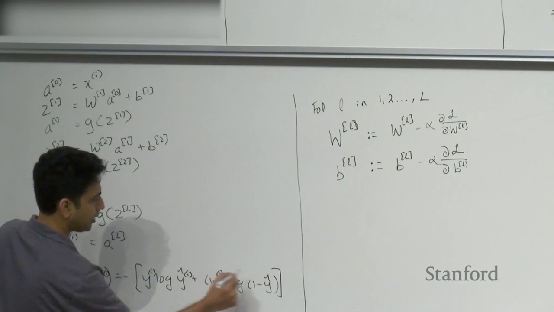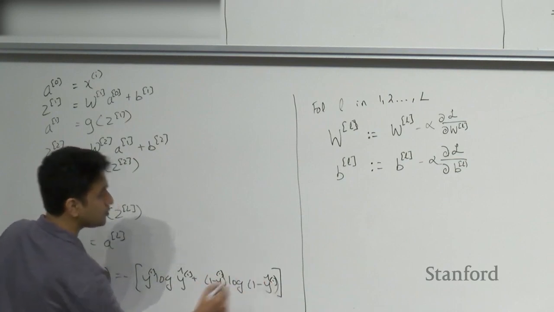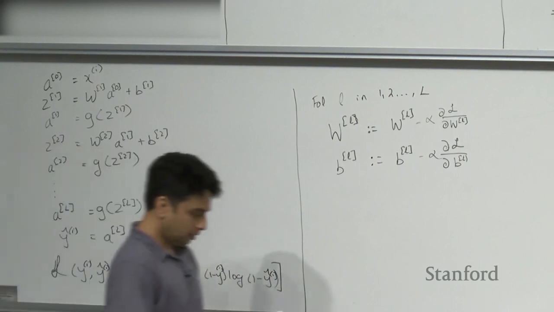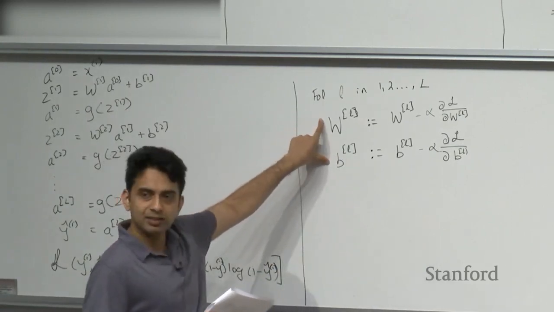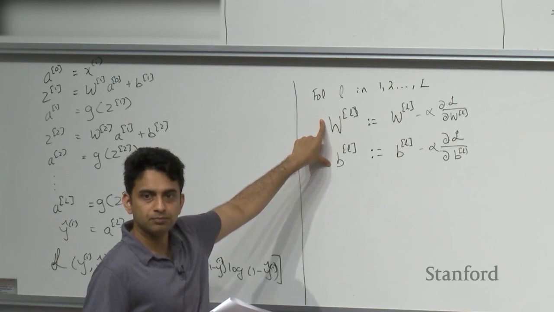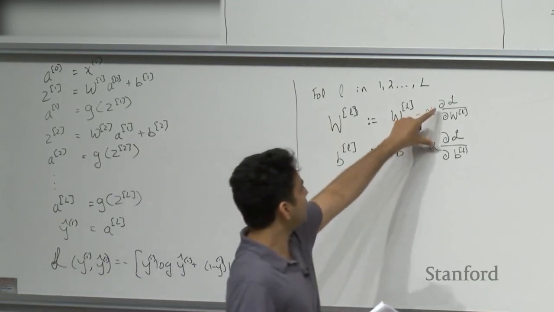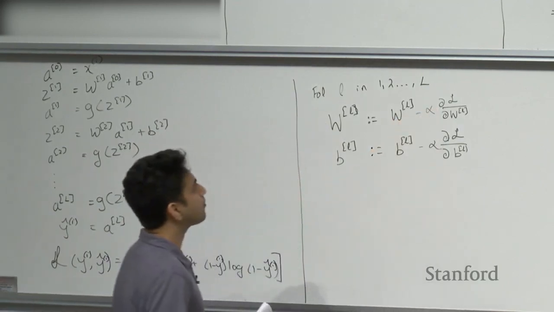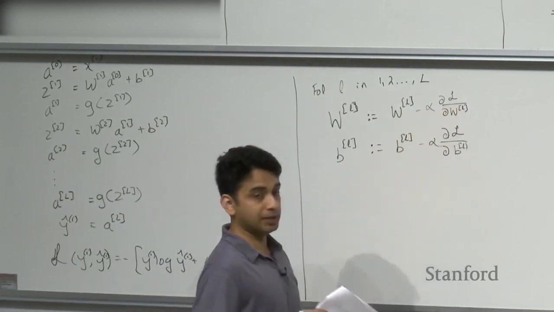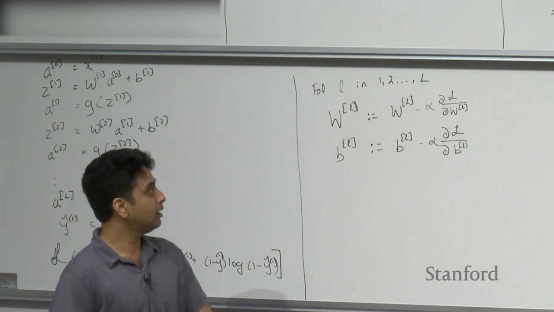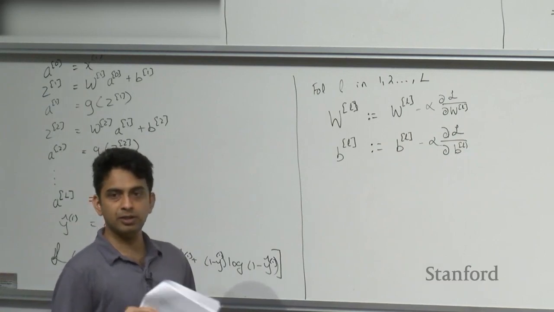Yeah, so this is just the ith example. Right? So, for a given example, this would be like the stochastic gradient descent update rule. Now, the question is, how are we going to calculate these derivatives of L with respect to W and L with respect to B? And the short answer there is chain rule.